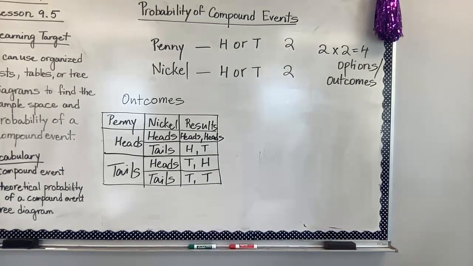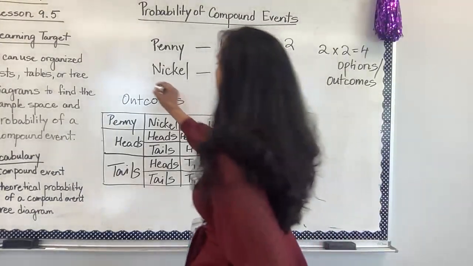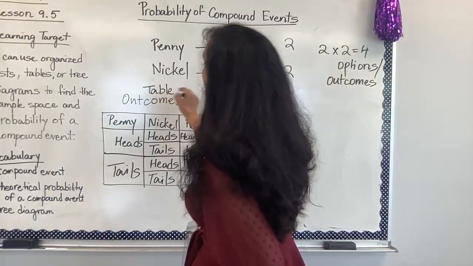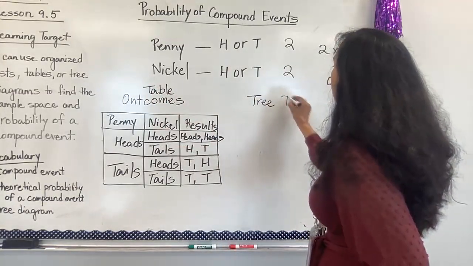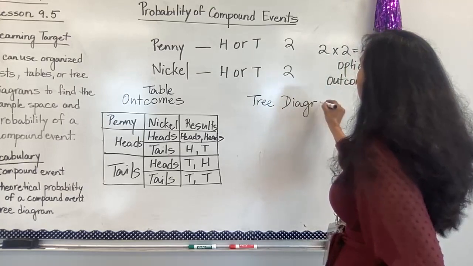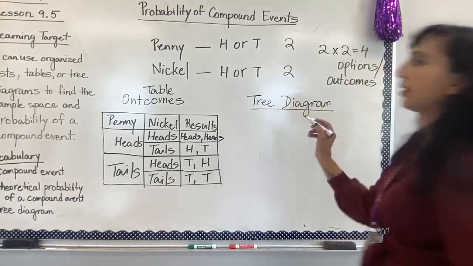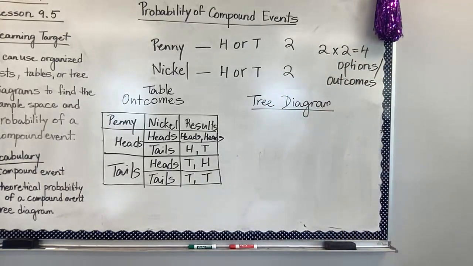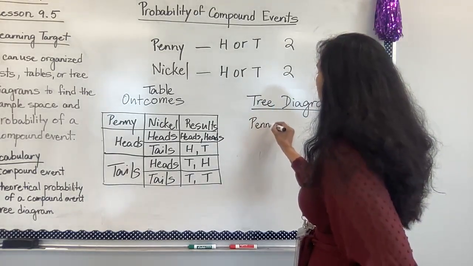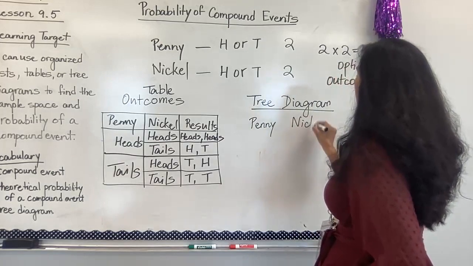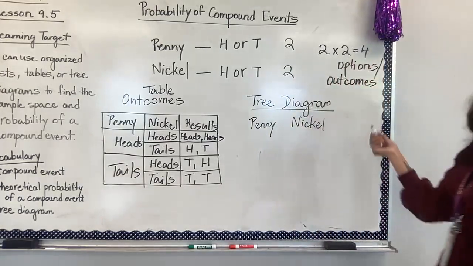If I am going to use a tree diagram, okay, so this was a table, which is an organized list. The first one was the table or an organized list, and the second one is a tree diagram. Okay, so in the tree diagram, I'm going to put again penny, nickel, and outcomes.